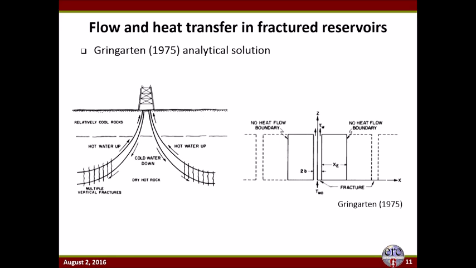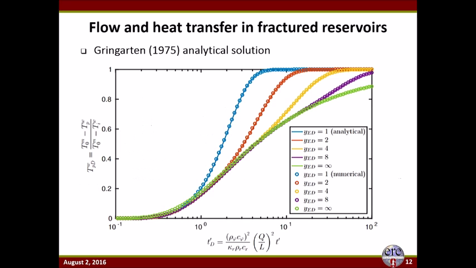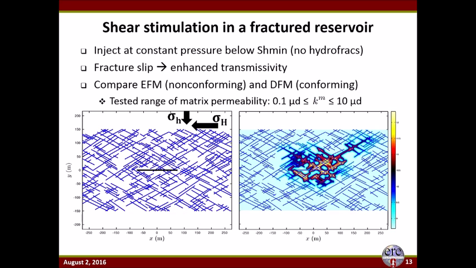So Gringarten, it's actually a pretty difficult problem involving a moving boundary condition, and Gringarten solved it analytically with Laplace transforms. So we also solved it with the embedded fracture approach and found that the two models agreed really quite well. I'm just plotting here the dimensionless production temperature over dimensionless time for several cases with different fracture spacing. And the solid lines are the analytical model, and the circles are the numerical model, and you can see that they agree quite well.